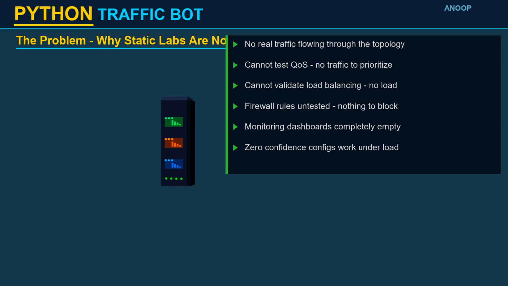Firewall rules remain untested because nothing is being blocked or allowed. Monitoring tools like SNMP and NetFlow show empty dashboards. And most critically, you have no confidence that your configurations will actually work under real traffic conditions. There is a massive gap between a configured lab and a production network, and that gap is live traffic.